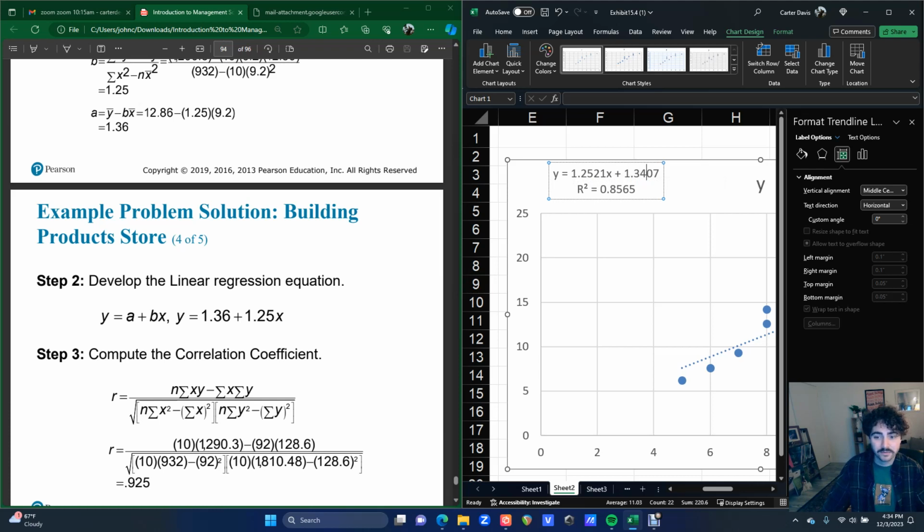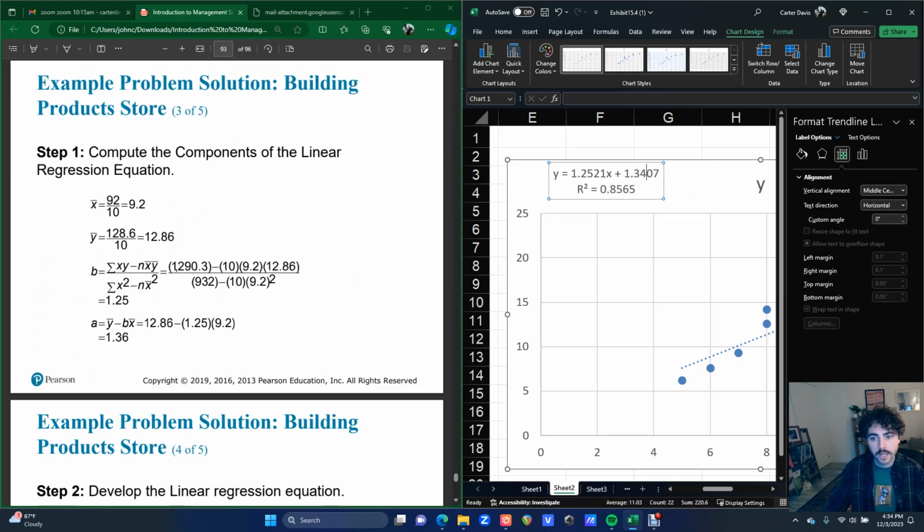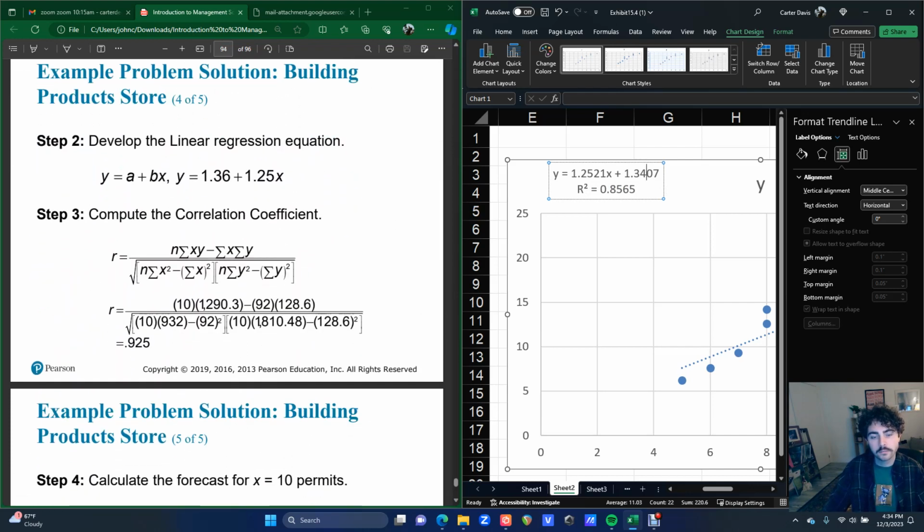Excel did it slightly differently. Maybe it's a rounding thing. I don't know. Maybe they did it wrong in the PowerPoint. I trust Excel. Maybe I typed something in wrong, but I don't think I did. So this is our linear equation. So what they just did by hand, which again, I don't think you have to know how to do that. I think just know how to use Excel. You can get this by doing this.